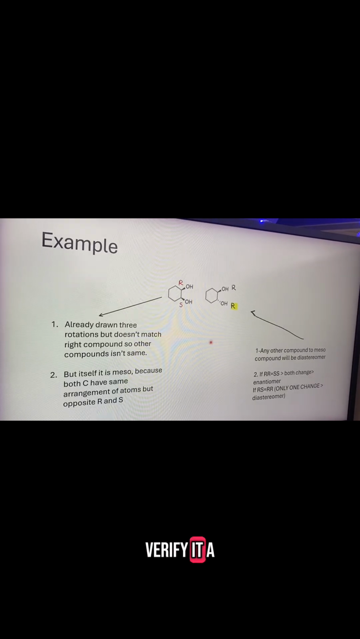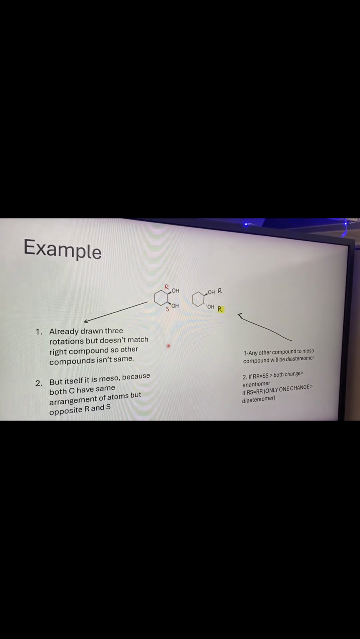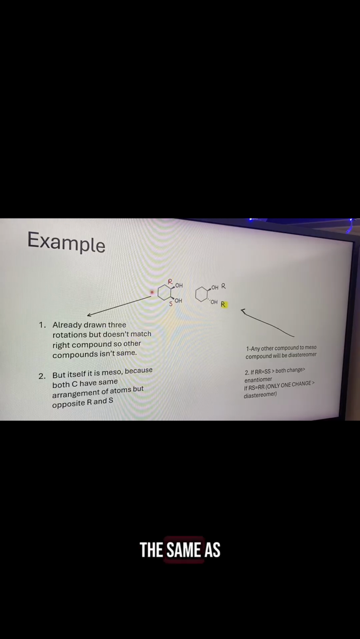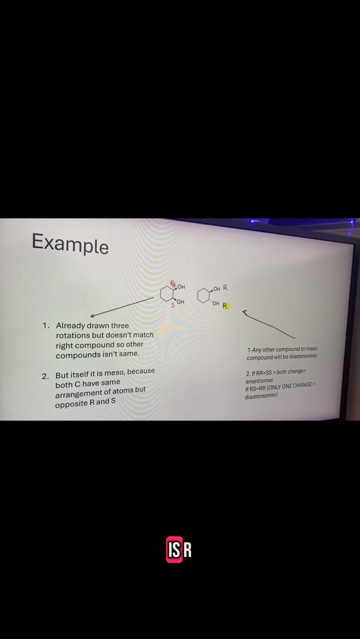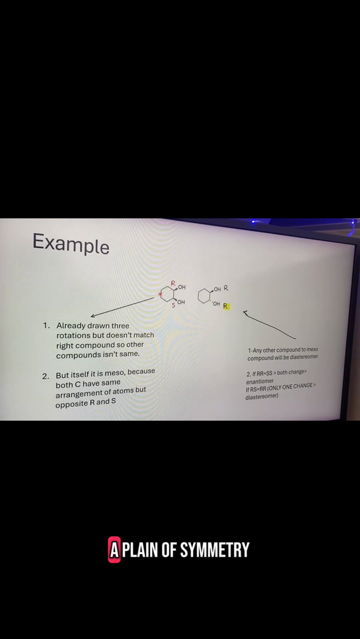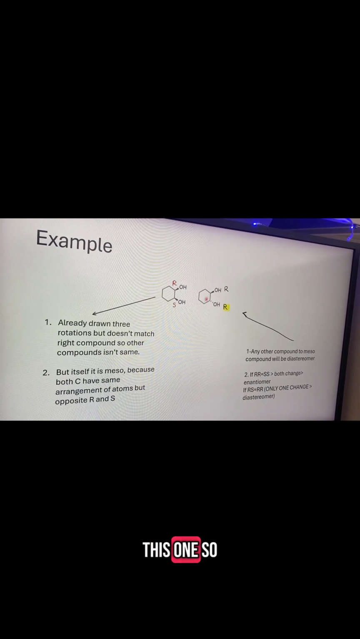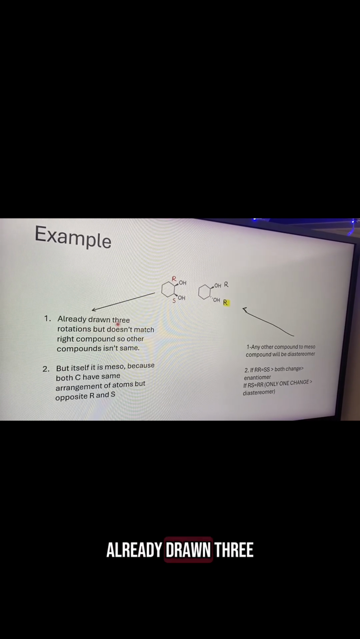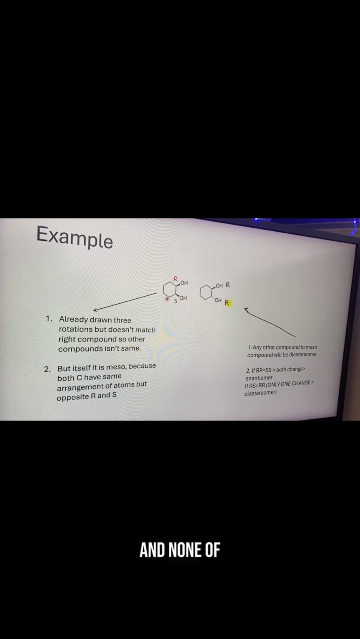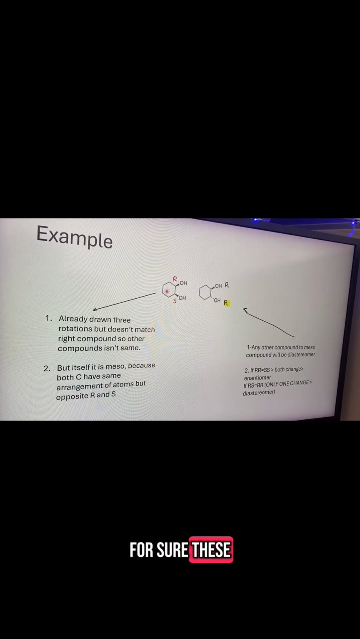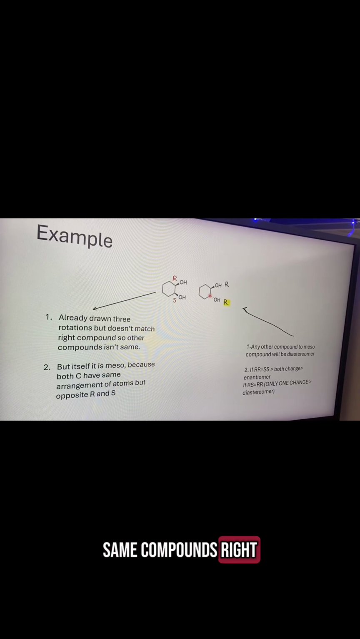Let's try to verify it a little bit more in this case. Okay, this is the meso compound, right? Apparently it's the same as the previous one, because this one is R, this is S. We can draw a plane of symmetry, so this one is a meso compound. But what about this one? Now we have already drawn 3 rotations of this one, and none of the rotations look like this one. So for sure, these two are not the same compounds, right?